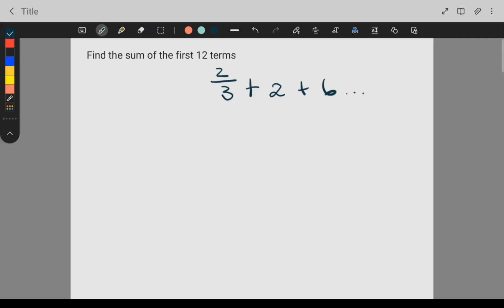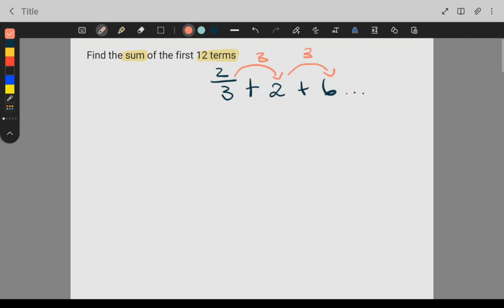Hi, grade 12. We're doing the sum of a geometric series. So the question says find the sum. We have to find the sum of the first 12 terms of this geometric series. It's a geometric series. How do we know that? Because if I go from the first term to the second term, I'm multiplying by 3. And then if I go here to here, I'm also multiplying by 3.